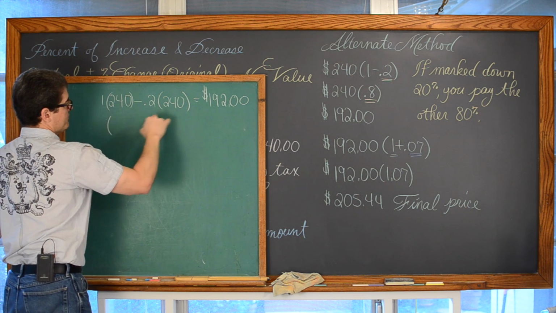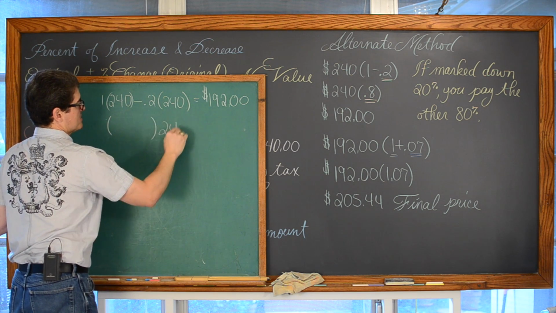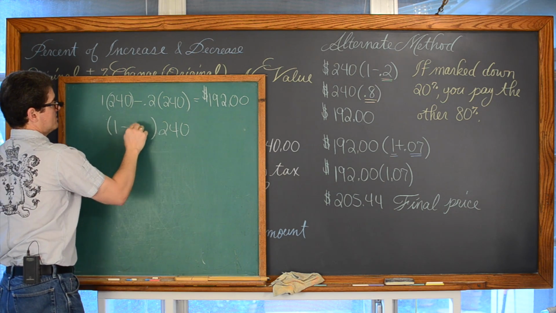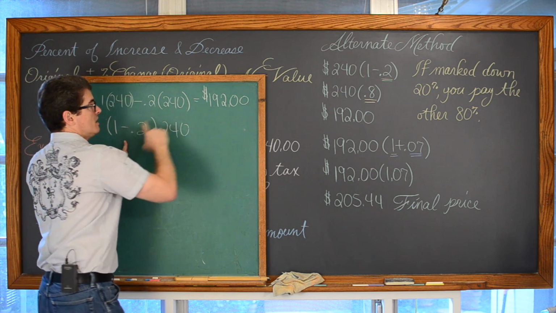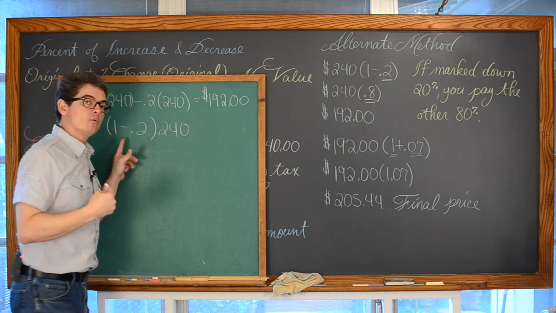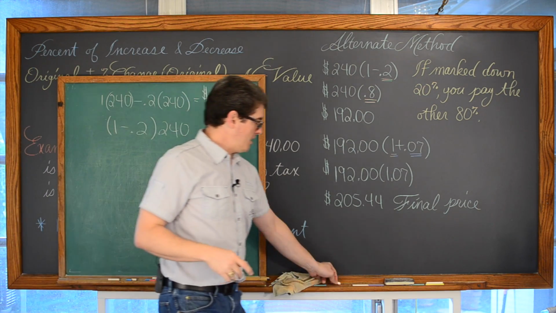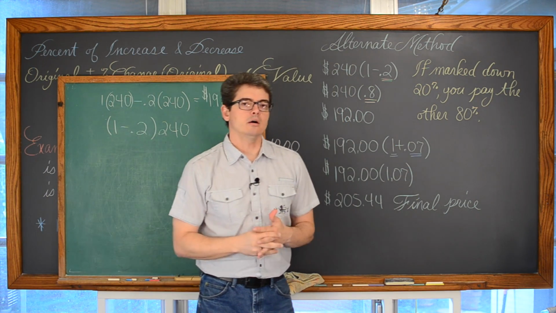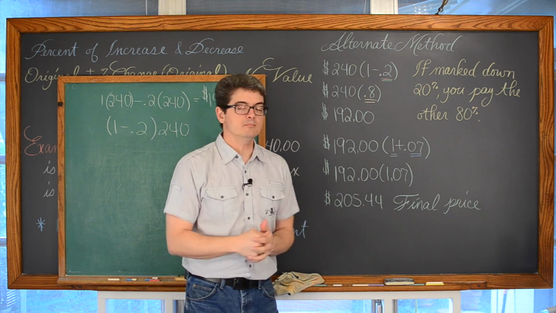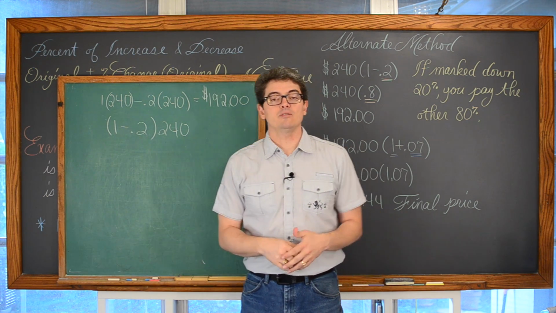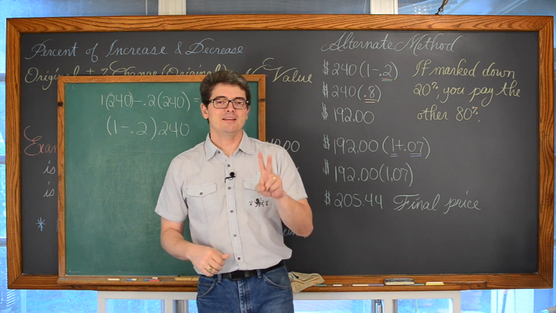I can undistribute the 240 and pull that 240 out of each of those terms and write 1 minus 0.2, which is the same line that I started up here with my quote-unquote alternative method or look of solving this problem, but has the same mathematical foundations as the first way I solved the problem. Next example.